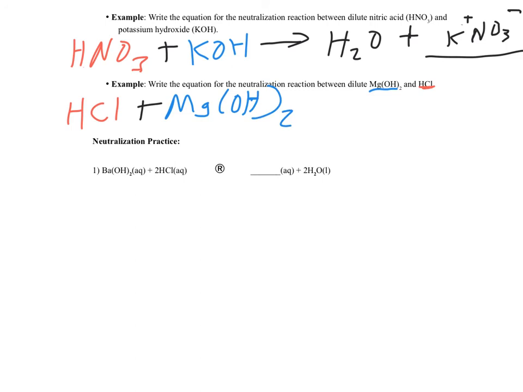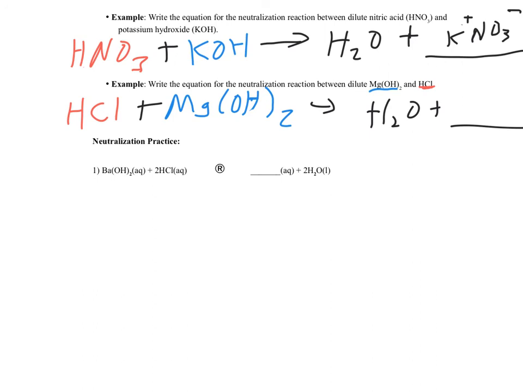Oh, that was beautiful. Let's fix that a little bit. Okay. Should yield... Okay, well, again, I know it has to yield water. And it's going to yield something else. Okay, so the first thing that I have to figure out is what that last thing is.